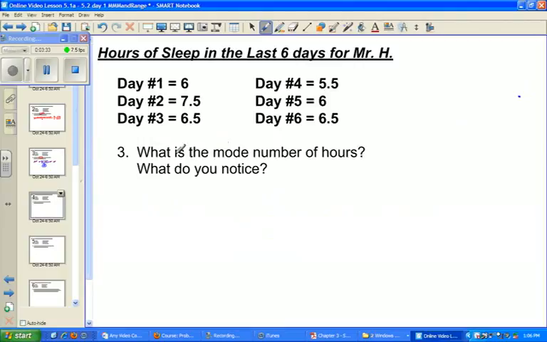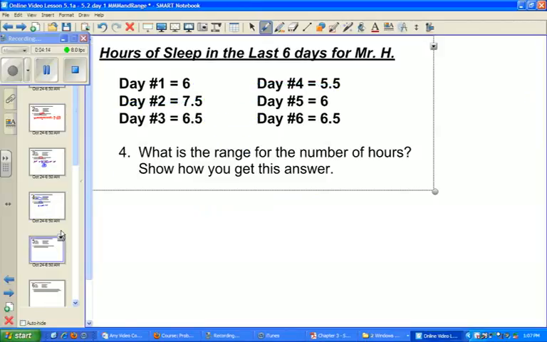We know that mode is the most common. So when I look at these, I'm looking for the most common number of hours of sleep. I see a 6 and a 6. I see that number twice. I see a 6.5 and a 6.5. I see that number twice. The 5.5 and the 7.5 only happen once. So there are actually 2 most common numbers here. There are 2 modes. My modes are 6 and 6.5. It is okay that I have 2 modes. They're the most common numbers.